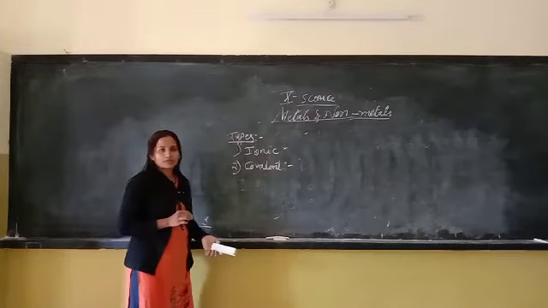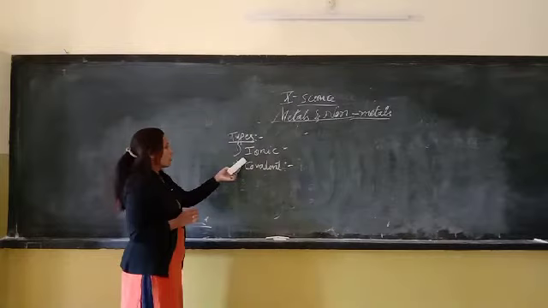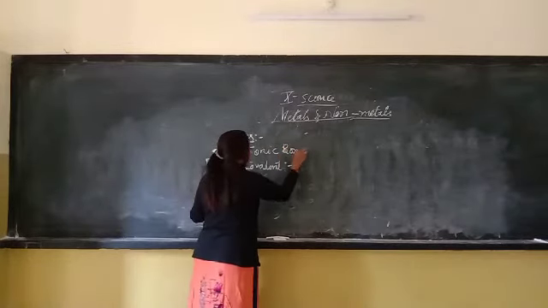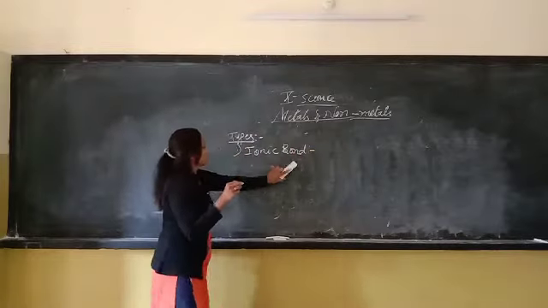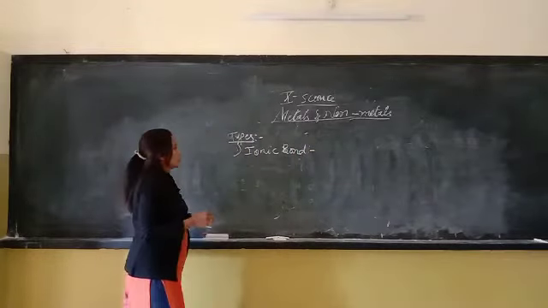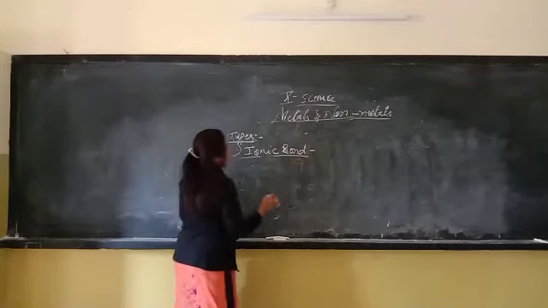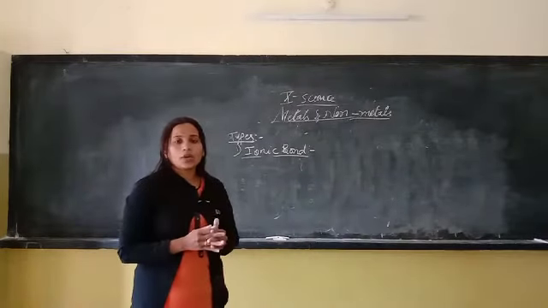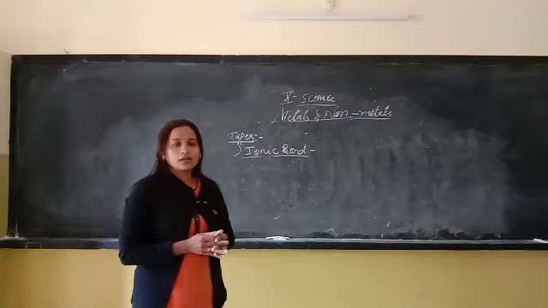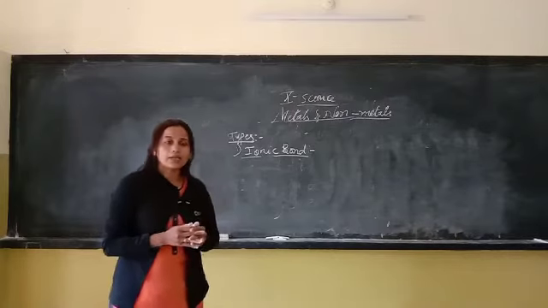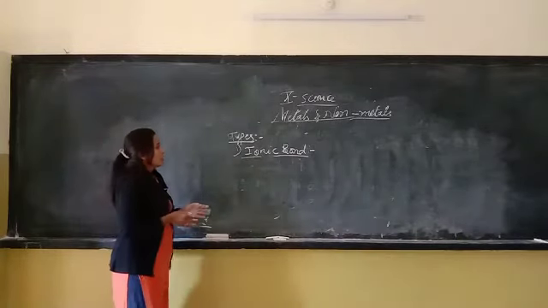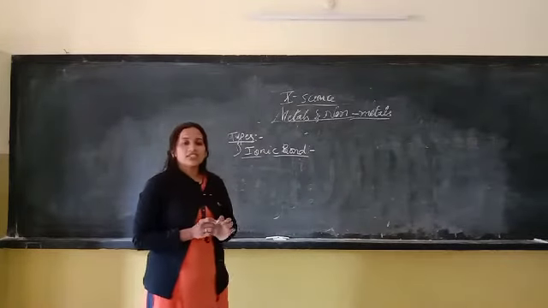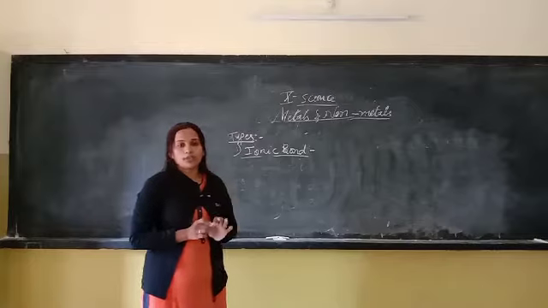covalent bond. Understood, children? So ionic bond or covalent bond. Let me move on to what is ionic bond. Covalent bond later. What is ionic bond? The bond that takes place between metal and non-metals is called ionic bond.